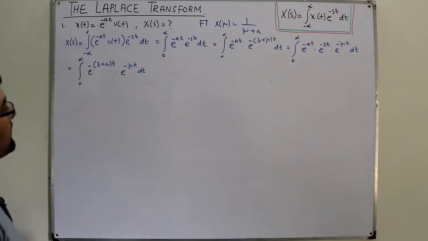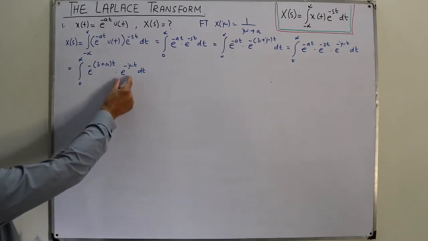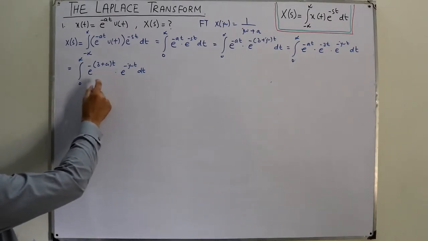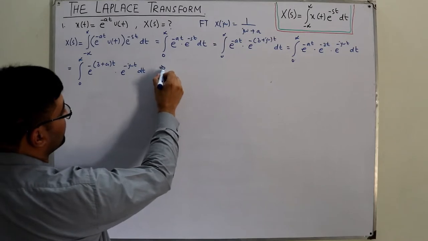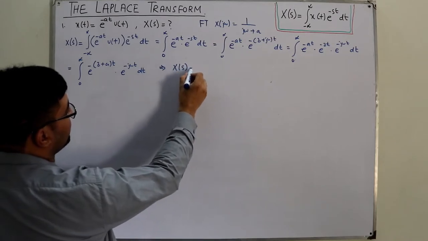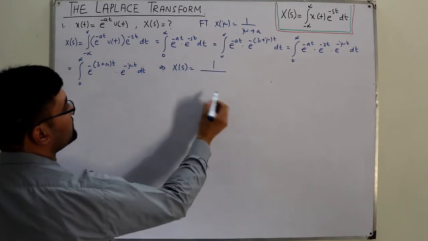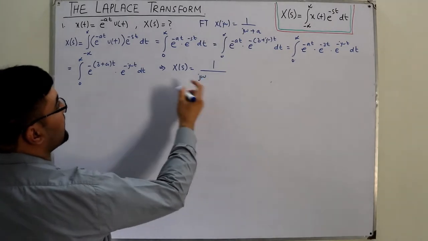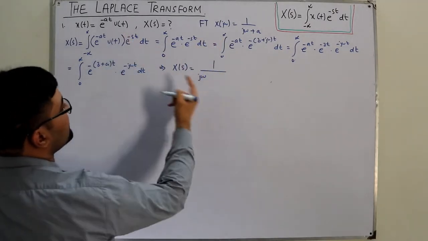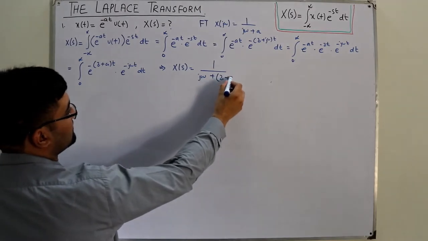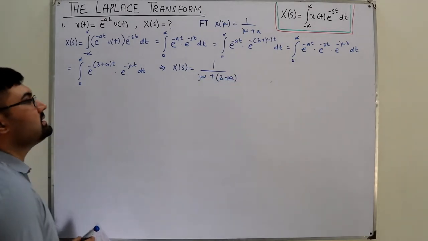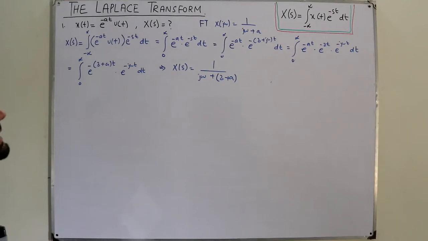Now we know that this is an equivalent Fourier transform of this particular thing, exponential of negative a t u of t. For this case the Fourier transform would be 1 upon j omega plus a if that was a single a, right? But if we have this thing, I would have j omega plus sigma plus a. This is what my Fourier transform is.